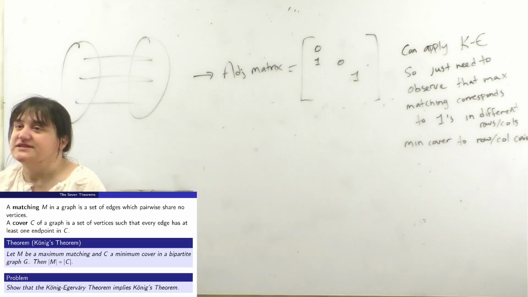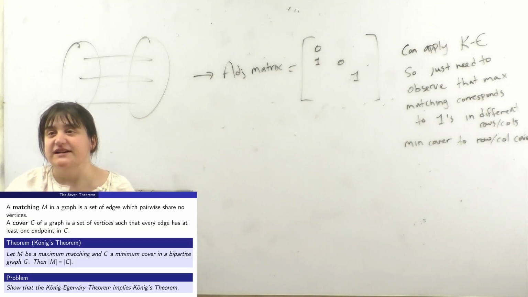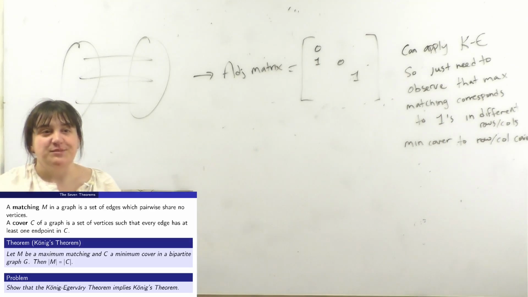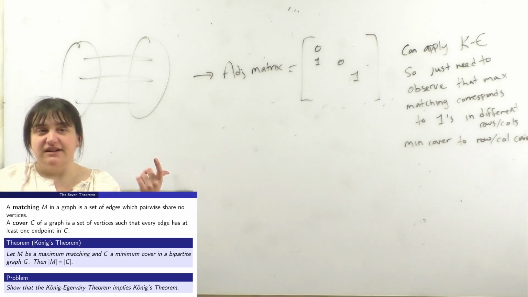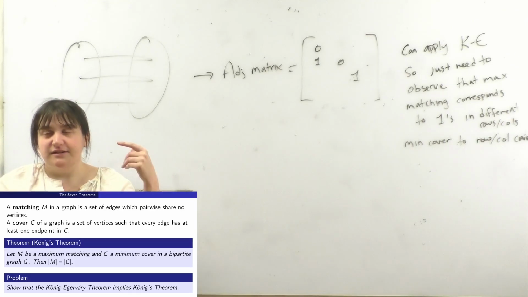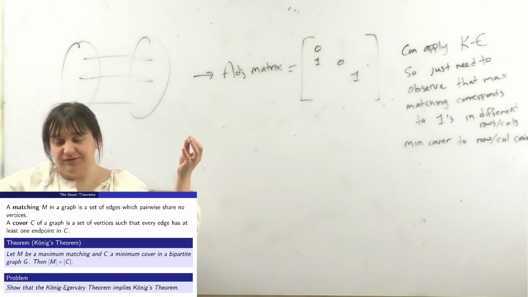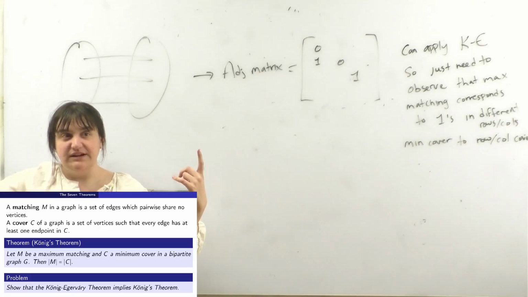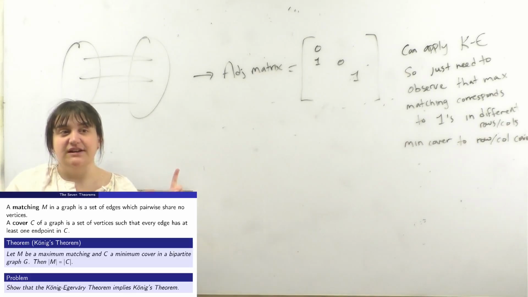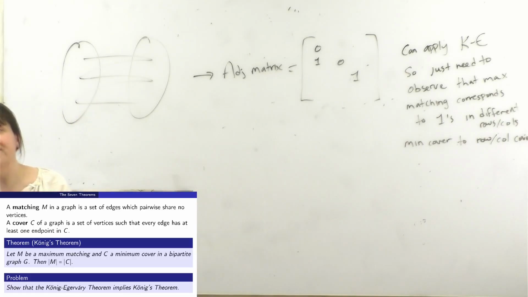I mean, it seems true at this point in the night, at least, without writing any more down. If I have a matching, I've got edges corresponding to ones in my graph, and if two edges don't share either endpoint, then they're not in the same row and they're not in the same column. So a matching is going to correspond to some set of ones that aren't in rows and columns together.